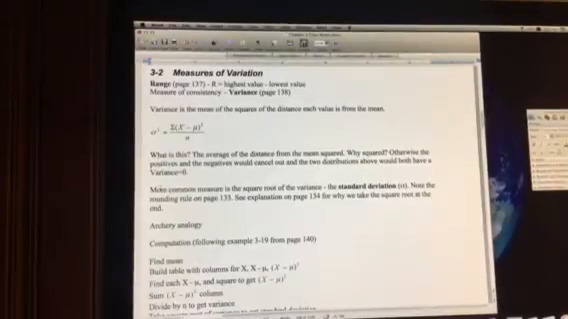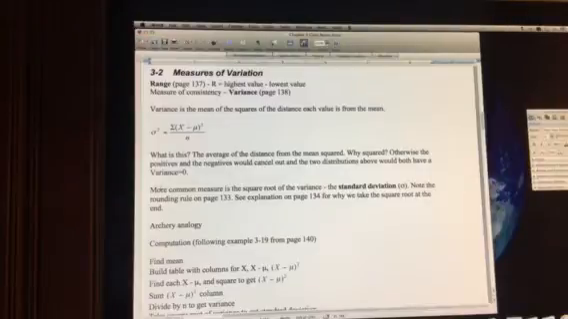This is a short video on section 3-2, measures of variation. We're going to look at 3 measures of variation in this section. The first one's one we actually saw before when we were doing frequency distributions with the group frequency distribution. That's the idea of a range.